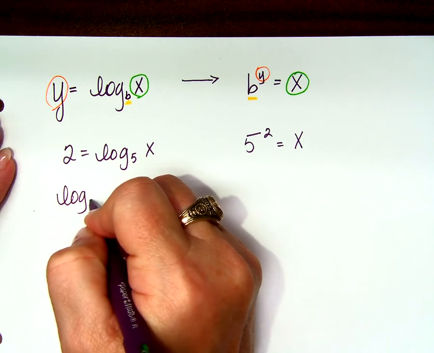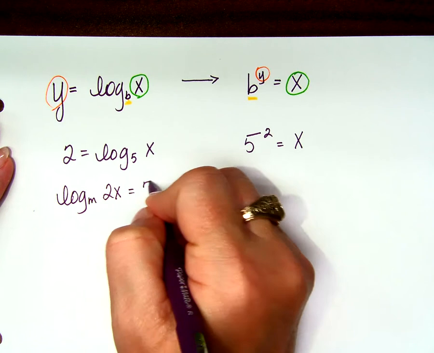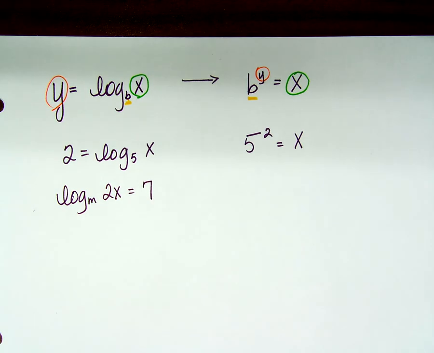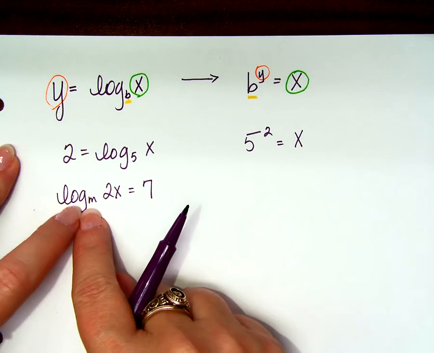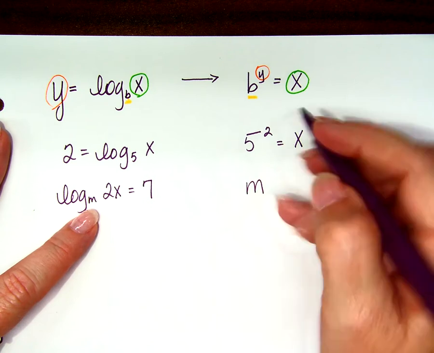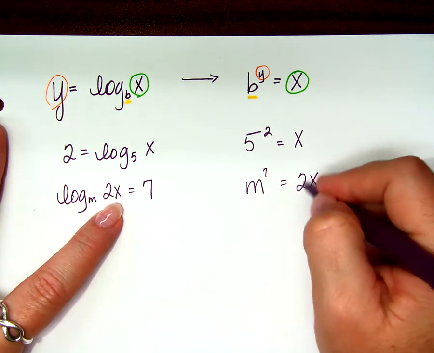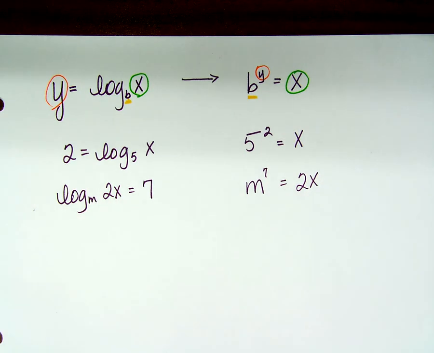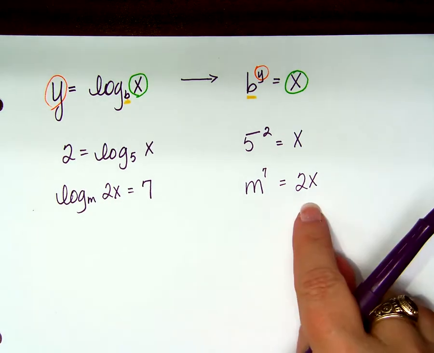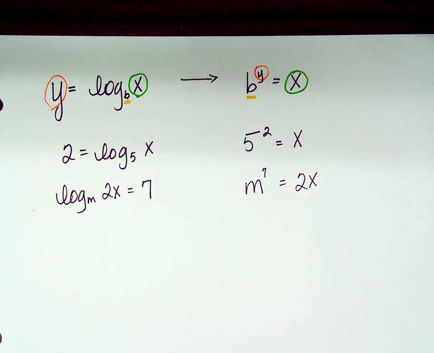Log base m of 2x equals 7. Can you rewrite that in exponential form? Well, the base over here is the base over here. What it equals to is the exponent, and the argument is what it equals to in exponential form. Now, that's not something we can solve because there's two variables right here. But I didn't ask us to solve it. It just asked us to rewrite it in exponential form.